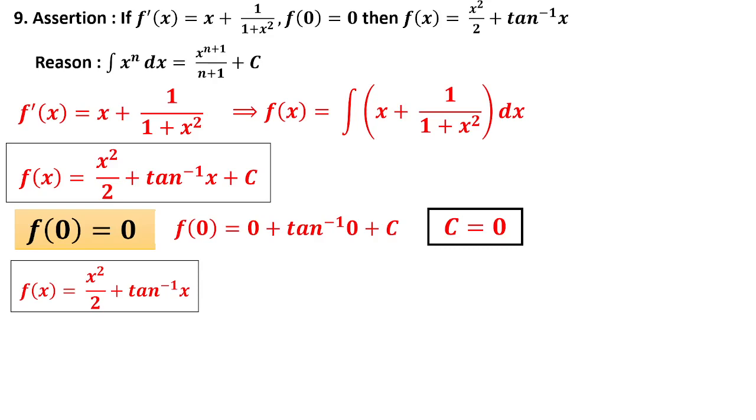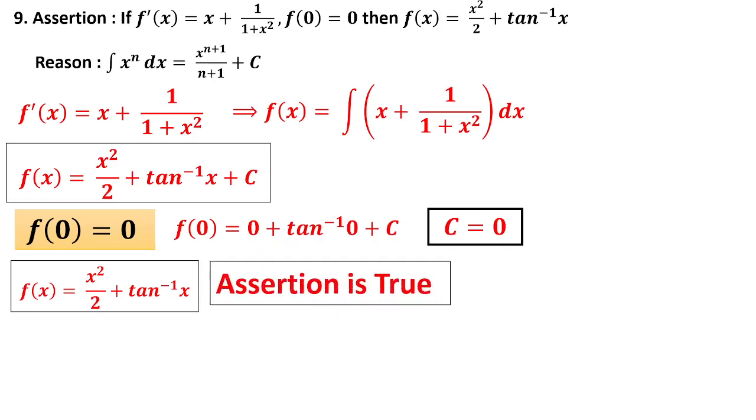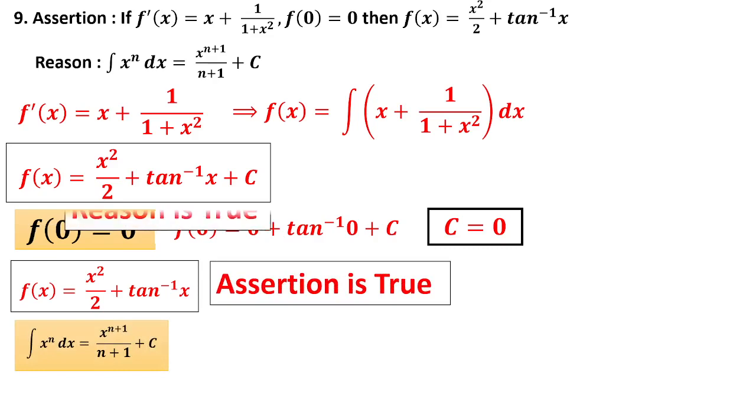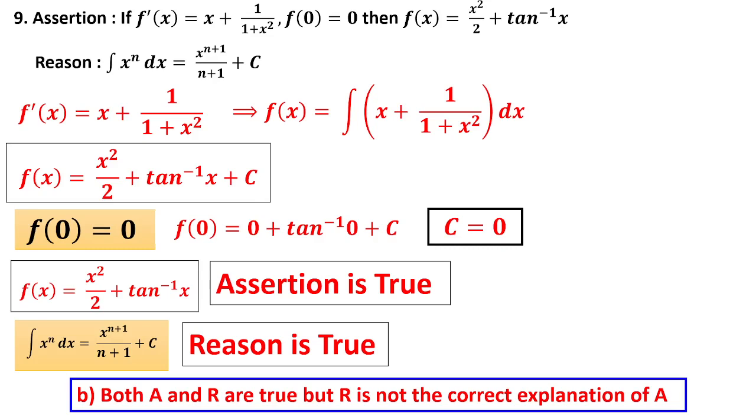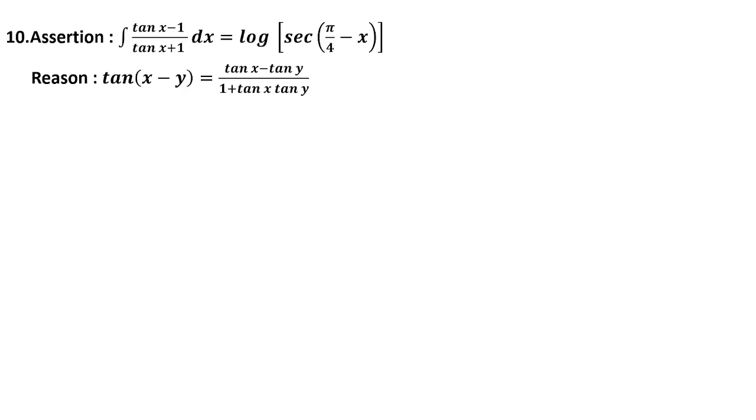Therefore, assertion is true. Now, the reason is the formula given. Formula is also correct. But this is not used to get the value there. Therefore, R is not the correct explanation of A. Because you are having a tan inverse x formula also. That's well. Let us go to question number 10.